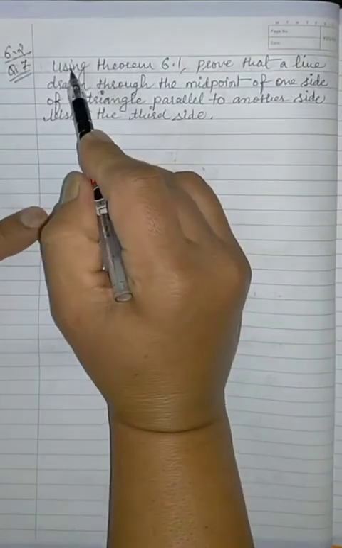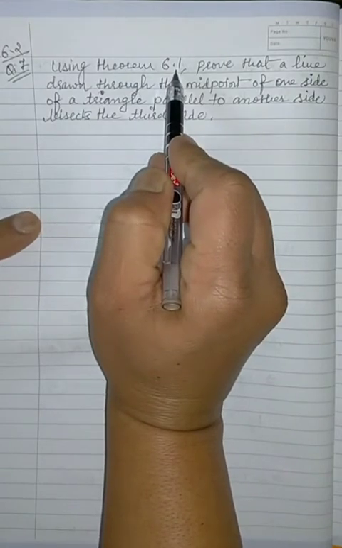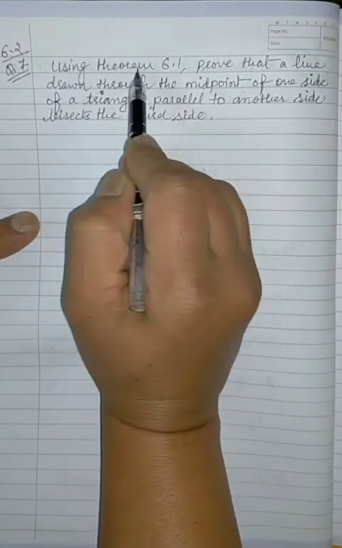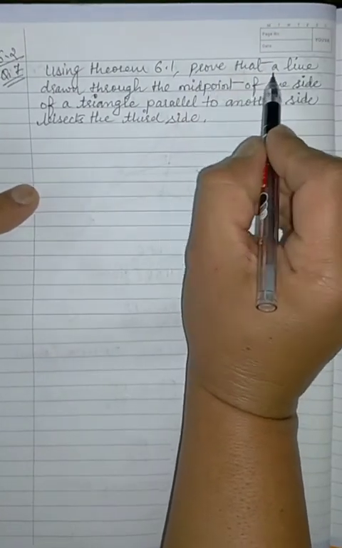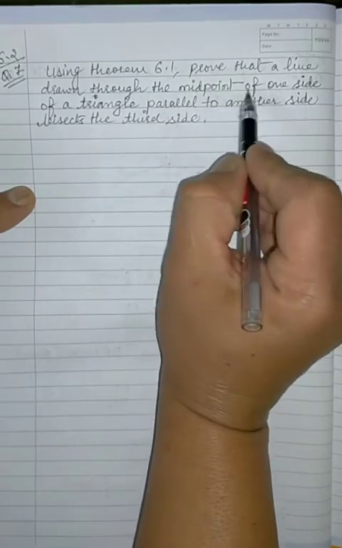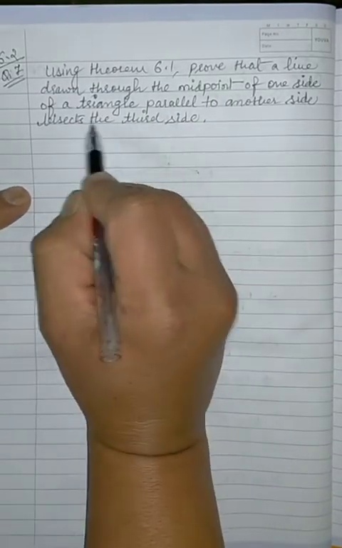Exercise 6.2, question number 7. Using theorem 6.1, that is BPT, Thales theorem, prove that a line drawn through the midpoint of one side of a triangle parallel to another side bisects the third side.